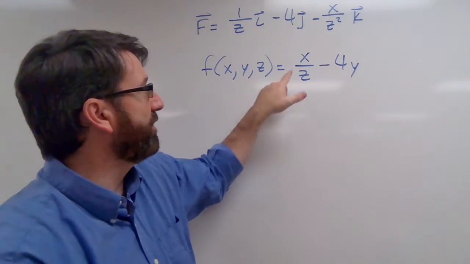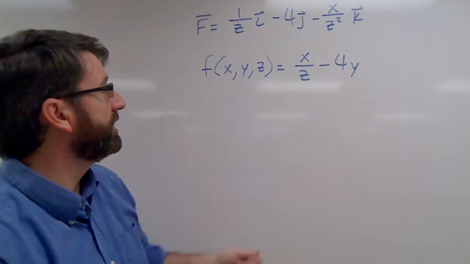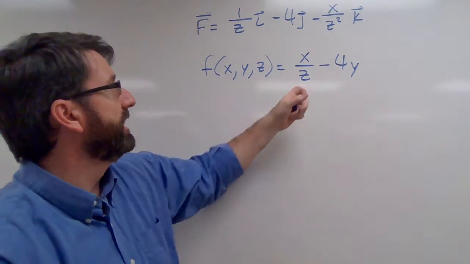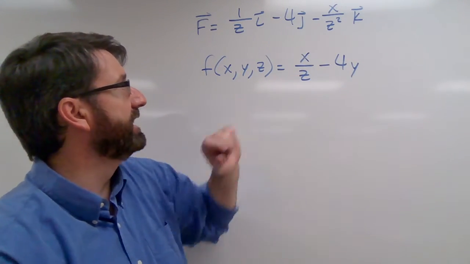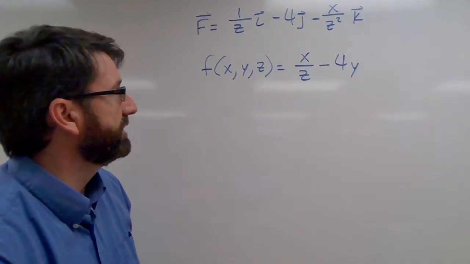Now let's check, is the partial derivative of this with respect to z this? Well, yeah, here we have x times z to the -1. So that's going to be -x times z to the -2. And that's exactly what we have here.